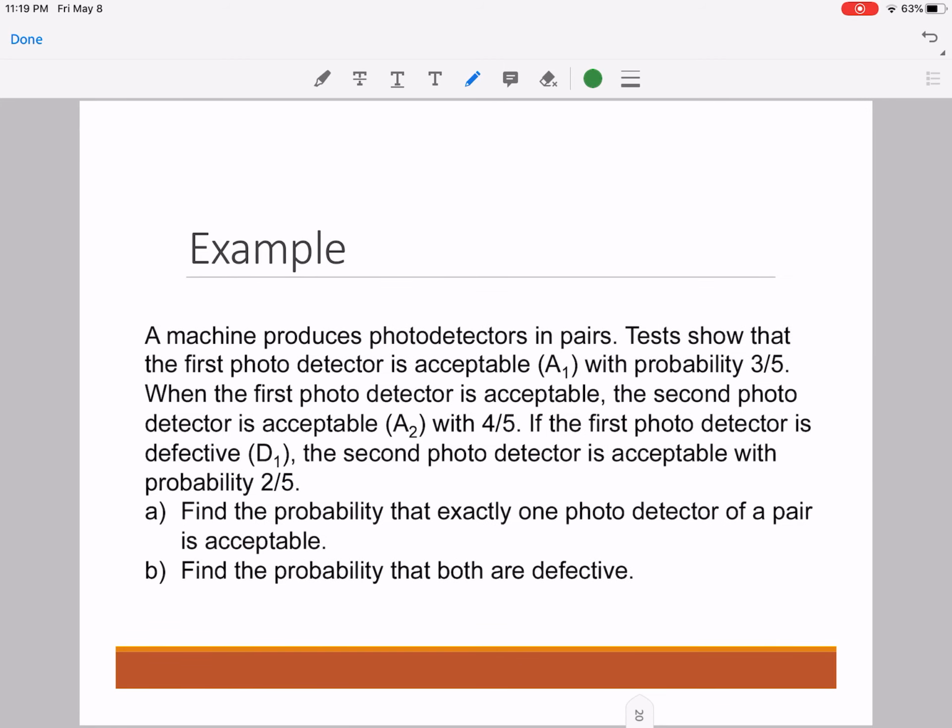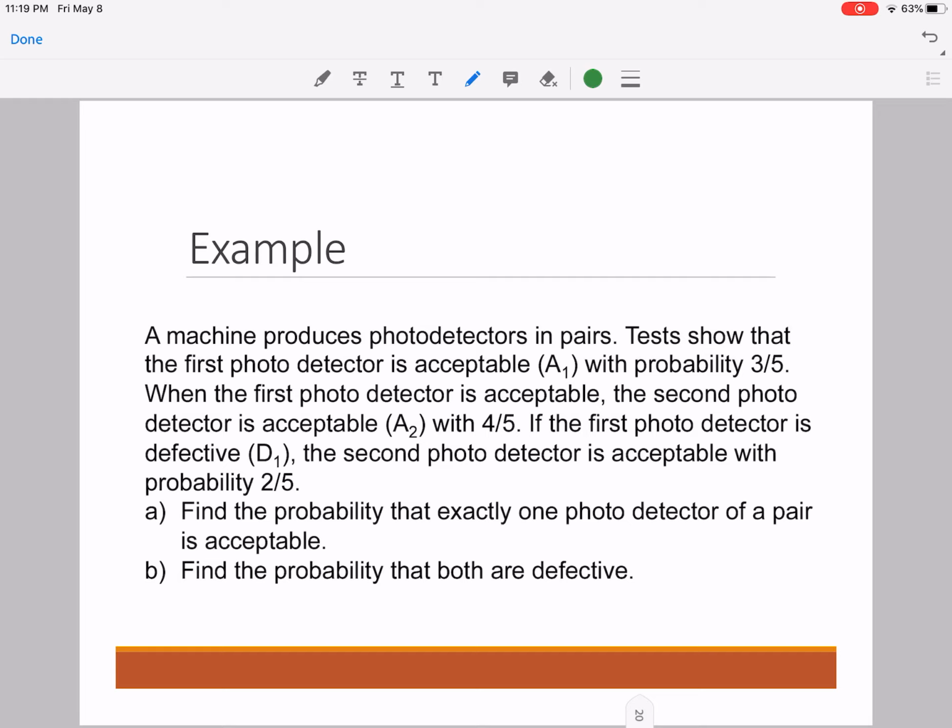Let's work on another example. Let's say that a machine produces photodetectors in pairs. Tests show that the first photodetector is acceptable, A1, with probability 3/5. So it's going to be defective with probability 2/5. When the first detector is acceptable, the second is acceptable with probability 4/5.